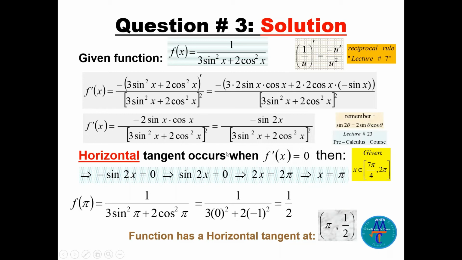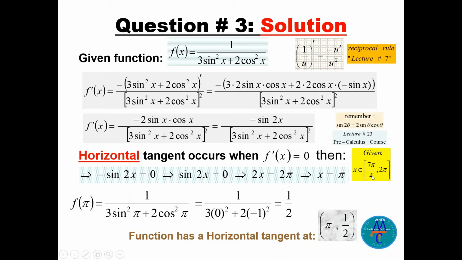The horizontal tangent occurs when f prime is equal to 0. So I can put here minus sine of 2x is equal to 0. Multiply by the minus, sine of 2x is equal to 0. That means 2x is equal to, so what is the angle here? In the given condition, this is the given condition.